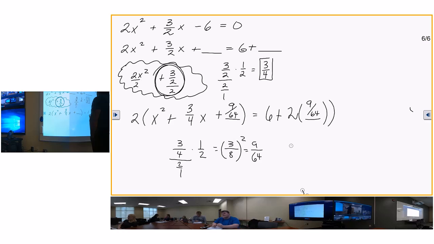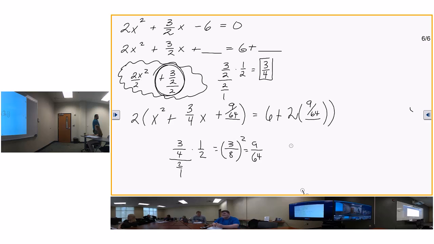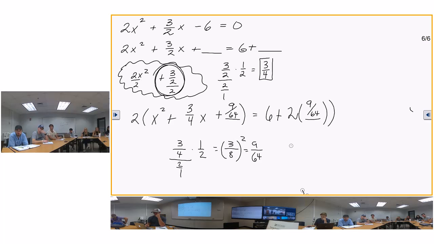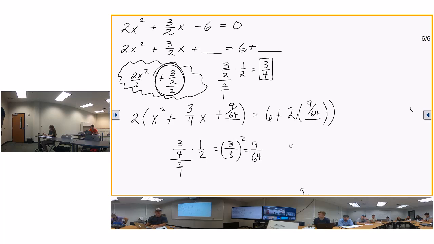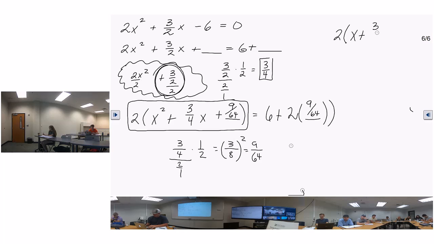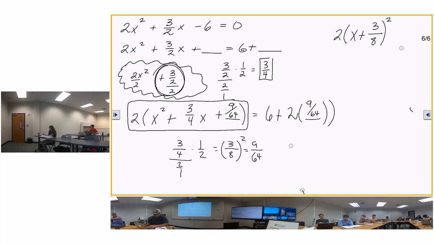So if you can't do these, you're basically wearing a sign around your neck that says, I'm stupid, I'm a loser, and I can't do 3rd grade math. So if you need to brush up on your 3rd grade math, go home and work on it. That gives us shortcut number 1, which gives us 2 times the quantity x plus 3 over 8, squared, equals... oh my God, we might as well just quit, because we can't do that.